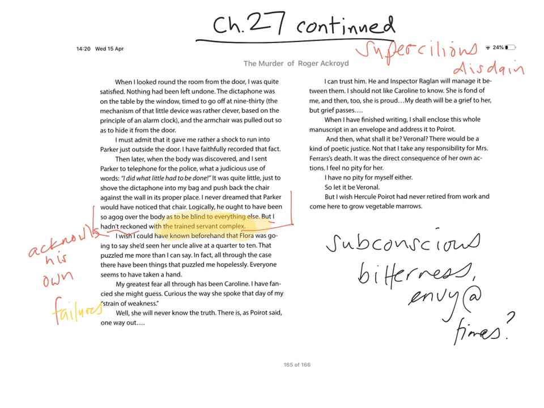The idea of respectability here, still being seen to have a sense of respectability to do with the family name or how society around this village will view the surviving members of the family. "So, my greatest fear all through has been Caroline. I have fancied she might guess. Curious the way she spoke that day of my strain of weakness. I should not like Caroline to know. She is fond of me, and then, too, she is proud. My death will be a grief to her, but grief passes."